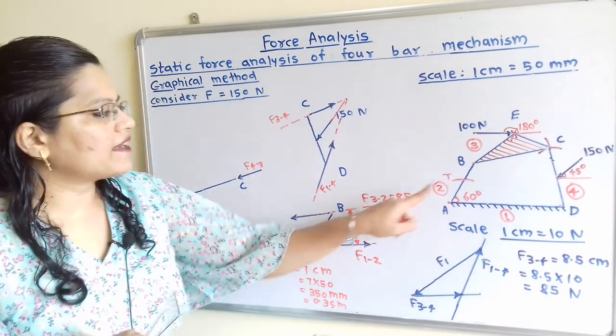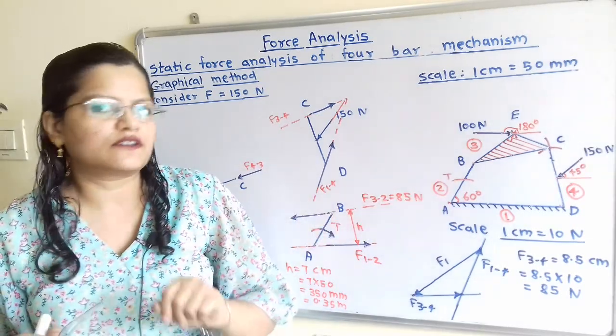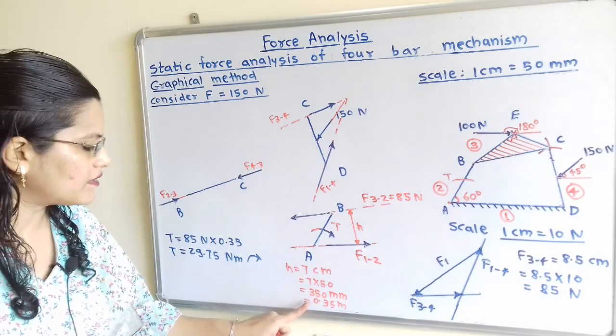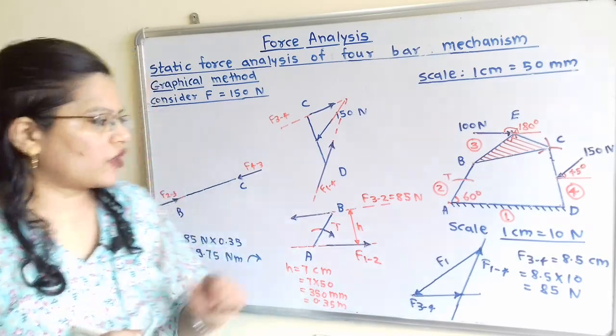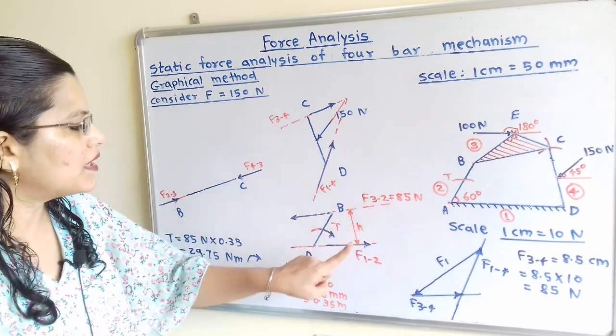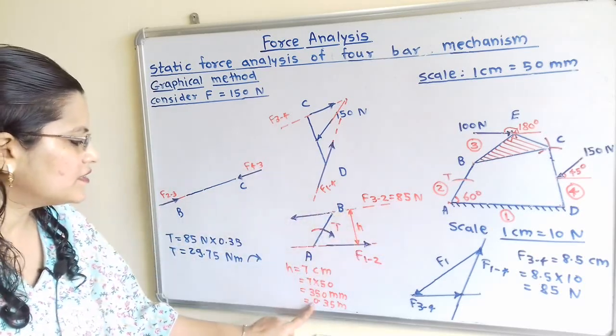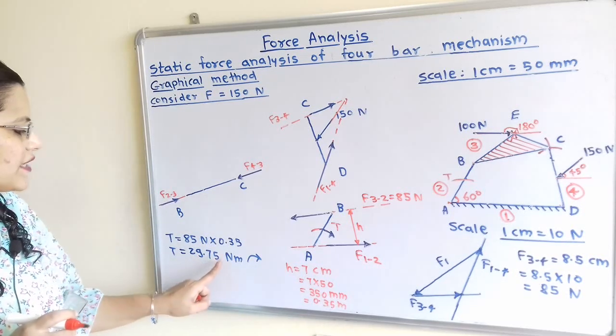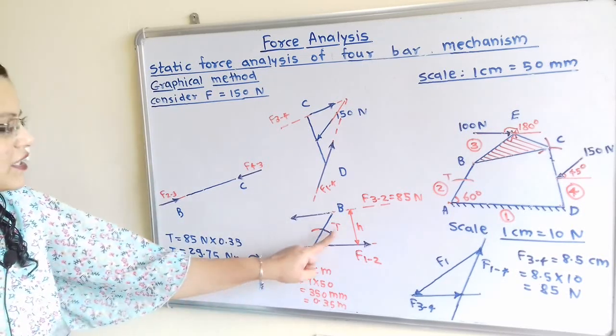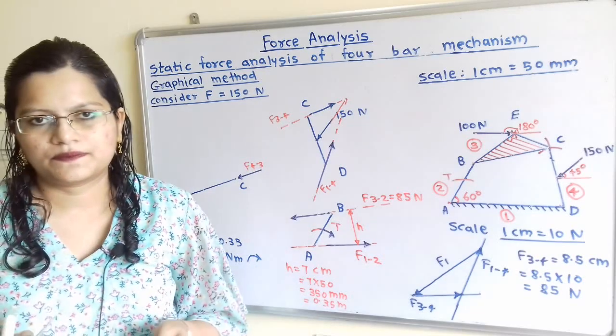But we have to find out the torque in Newton meter. So we will convert this into meter, that is 0.35 meter. So how to calculate this torque? Force is 85 Newton multiplied by this height h, 0.35, which is equal to 29.75 Newton meter, and direction is clockwise.